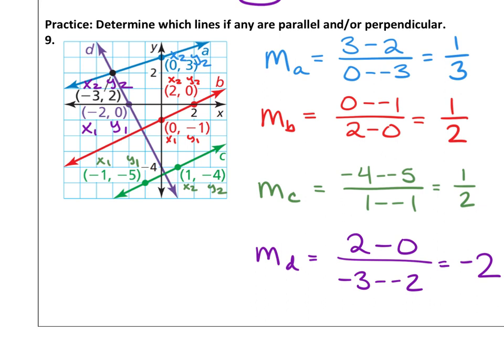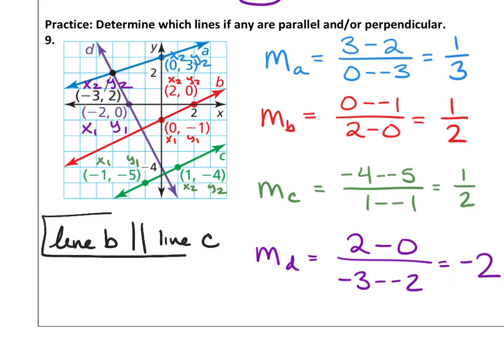So the way we're going to answer this is with symbols. We're going to say line A, just kidding, that's line B, is parallel to line C. Okay, so line B, parallel, that's the symbol for parallel, line C. Cool?